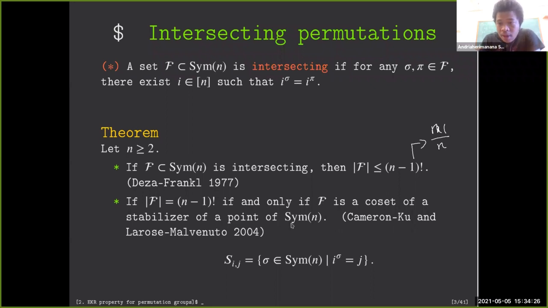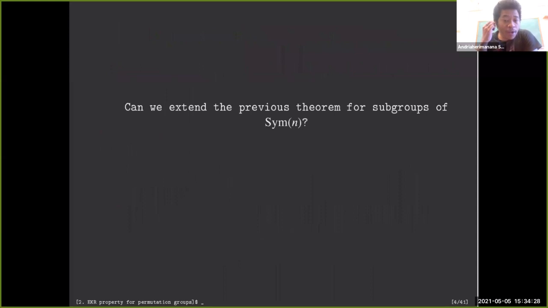So the natural question is whether we can extend the previous theorem to subgroups of the symmetric group, in other words, to a permutation group of degree n. And not surprisingly, the answer is no. We already saw some examples, I think, in Karen's talk.